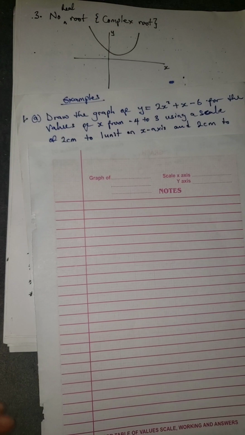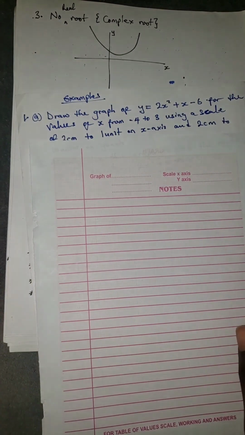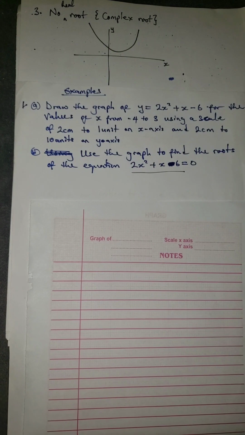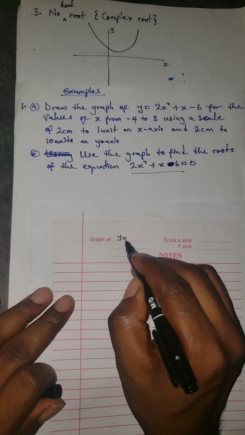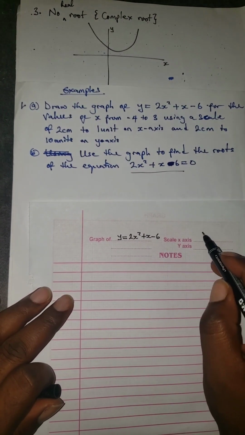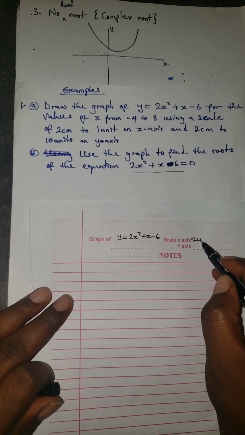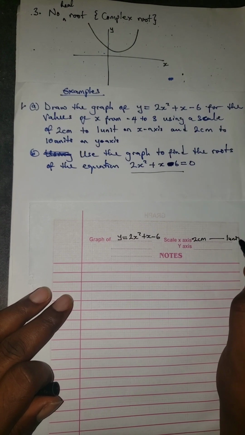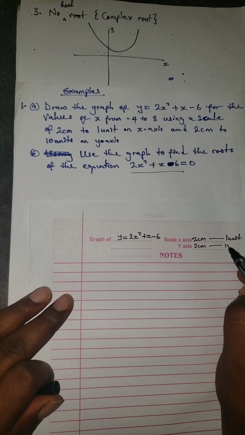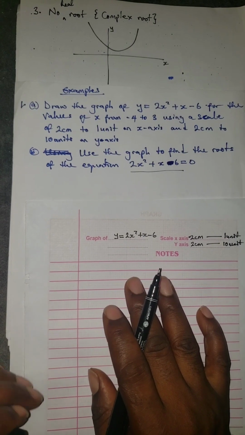Now, in your graph, you are supposed to make use of this space. That's what this space is for, to write the name of your graph. So this is a graph of y equal to 2s squared plus s minus 6. We have our scale on the x-axis: 2 cm to represent 1 unit, and on the y-axis, 2 cm to represent 10 units. So you will come here and do your table of values.